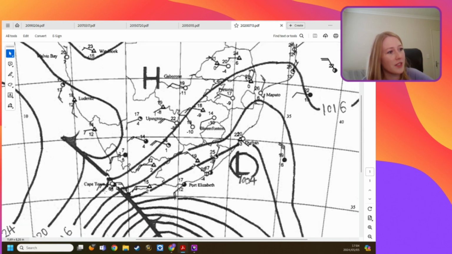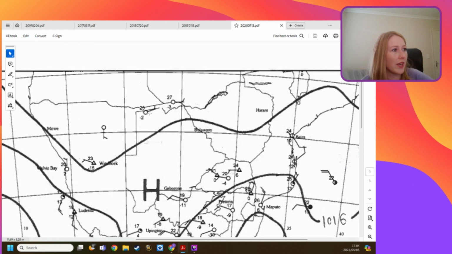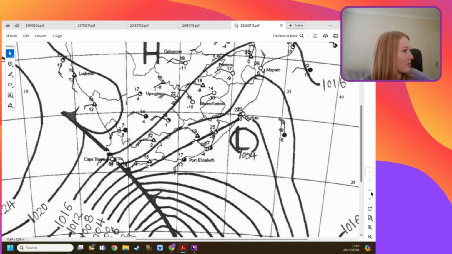So you can kind of see it. Most of these have two lines, so they're 20 knots. And over here, where the isobars are quite far apart, you'll see that they only have half lines, so 5 knots. Oh look, another coastal low.